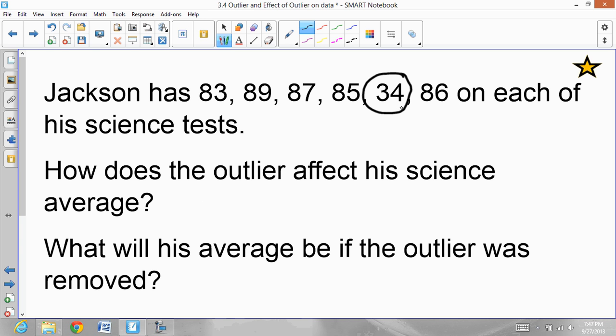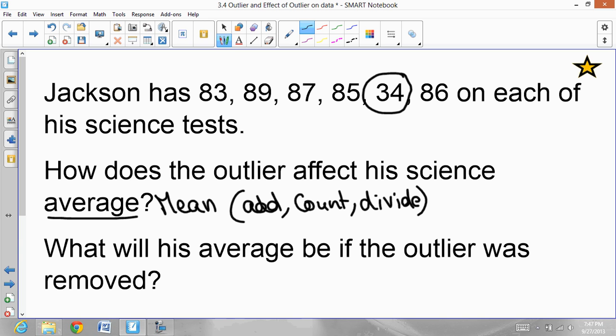So this is the outlier because it is so far away from the rest of the numbers. It is lying outside of the field compared to all the other numbers. You almost wish you did not have this 34. So, for example, if his science teacher puts 83, 89, 87, 85, 34, and 86 on Pinnacle, let's see what happens. How does the outlier, which in this case is 34, affect his science average? Remember, the word is average, which also means mean. The way that you're going to find the average is you add all the numbers, you count, and you divide.